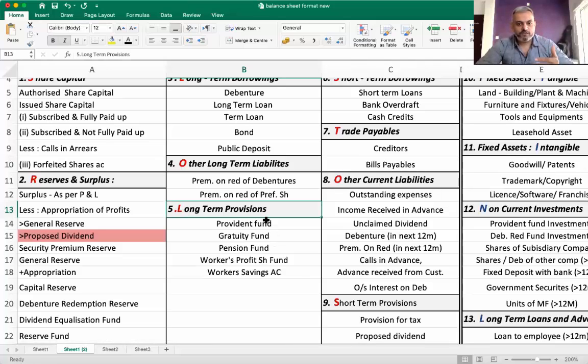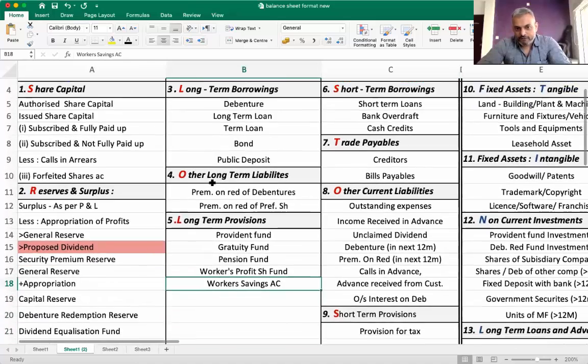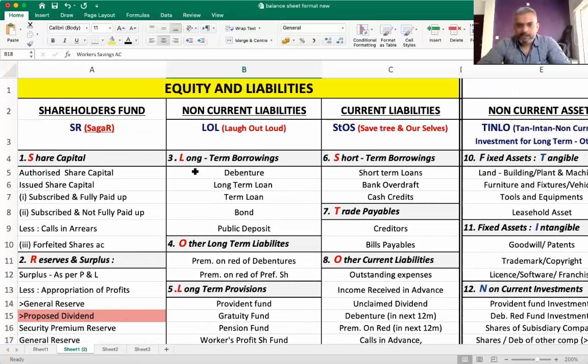So long-term provision is provident fund, gratuity fund, pension fund, worker profit sharing fund, and worker saving account. So every year from the profit, these amounts are transferred or kept aside as provision for a longer period of time. Now, this is how you have to remember: long-term borrowing, other long-term liabilities, and long-term provision.